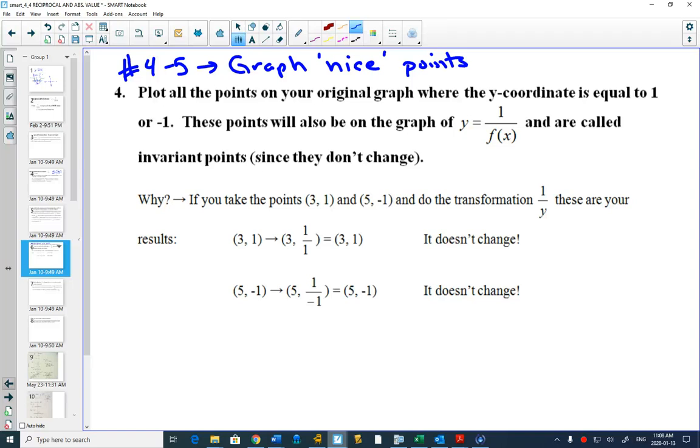So in part 4, they're looking at points that don't change. If you want to highlight this, of course my highlighter, oh, it works right away. Fancy day. Points that don't change are called invariant points. So if your y value is 1 or negative 1, does it make sense when you do 1 over 1 or 1 over negative 1 that you would still get the same value? And so those points won't change.